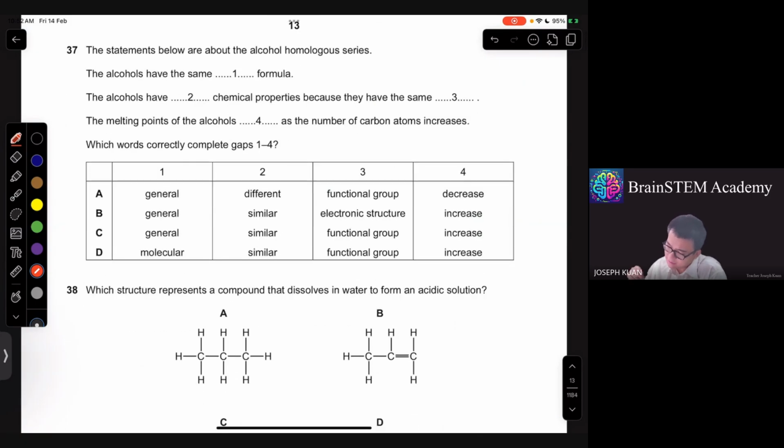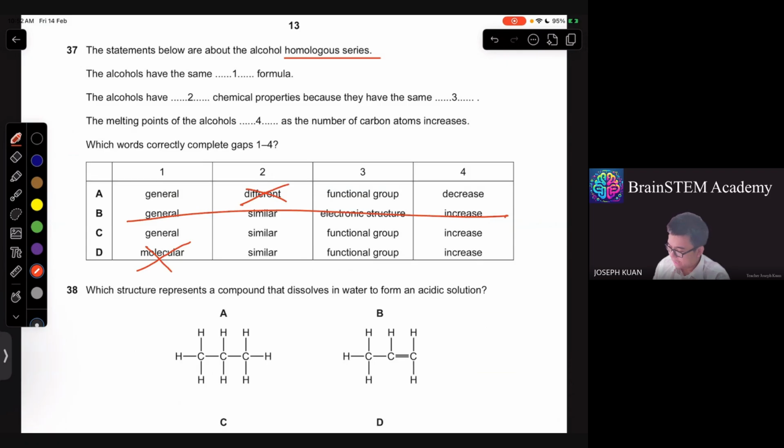37. The statements below are about the alcohol homologous series. The alcohols have the same general formula since it's the same homologous series. The alcohols have similar chemical properties instead of different because they have the same functional group. And the melting points of alcohols actually increase as the number of carbon atoms increases. So the answer for 37 is C.